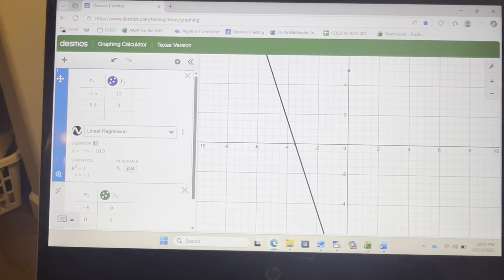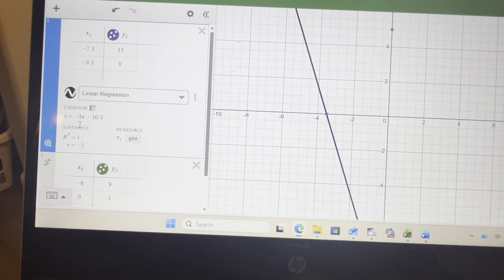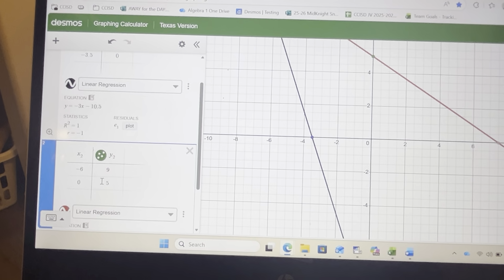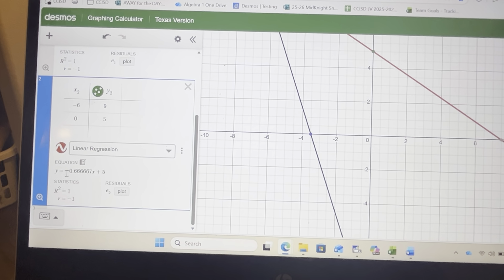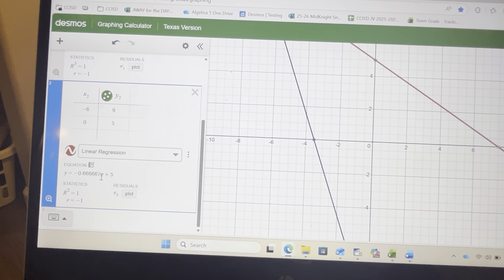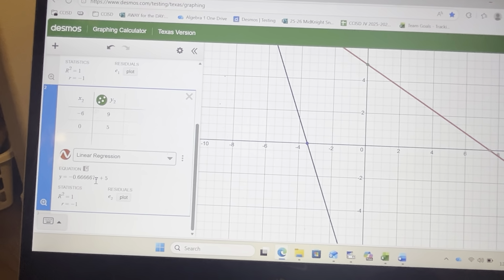We're going to connect it. And then again, the slope is that number right in front of x. My slope on this one is negative 3. Then for the next one, again, I'll connect the dots. Come down here, the slope, it's negative 0.6666666 repeating.